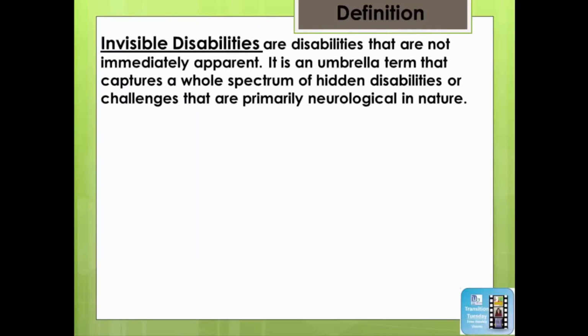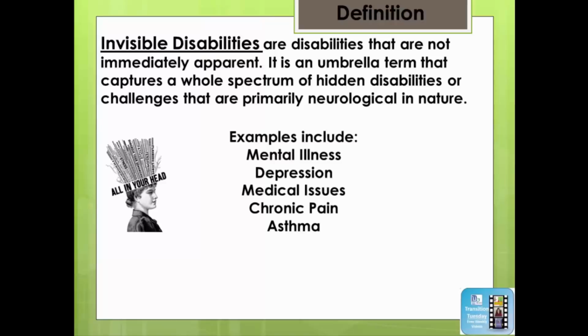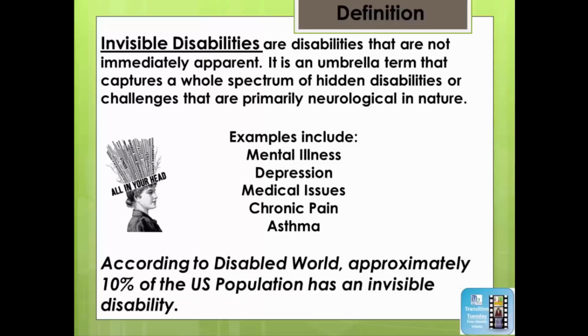Let's first start with the definition. Invisible disabilities are disabilities that are not immediately apparent. It is an umbrella term that captures a whole spectrum of hidden disabilities or challenges that are primarily neurological in nature. Examples include mental illness, including depression, medical issues such as chronic pain or asthma. According to Disabled World, approximately 10% of the U.S. population has an invisible disability.